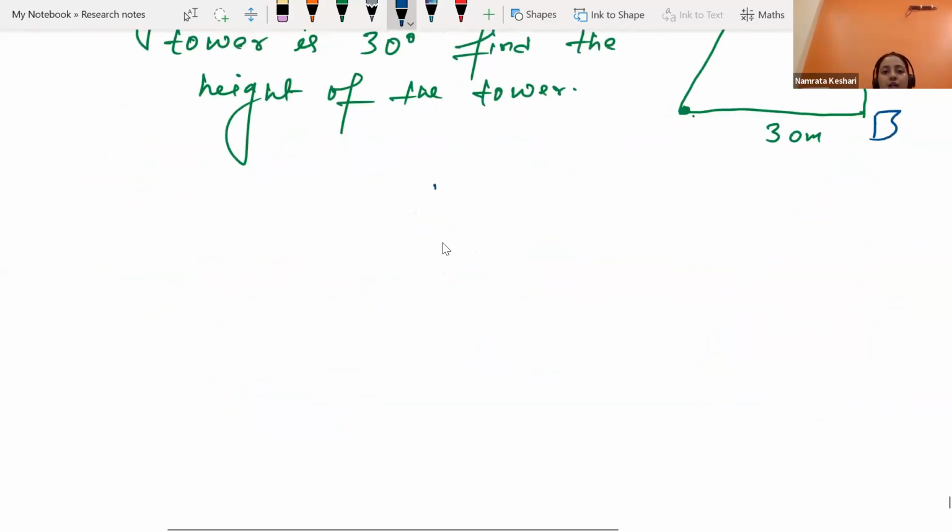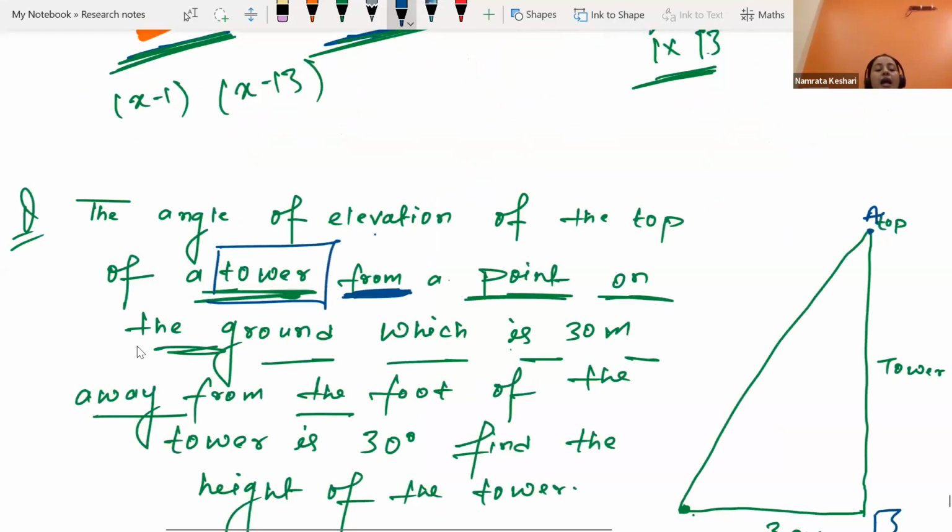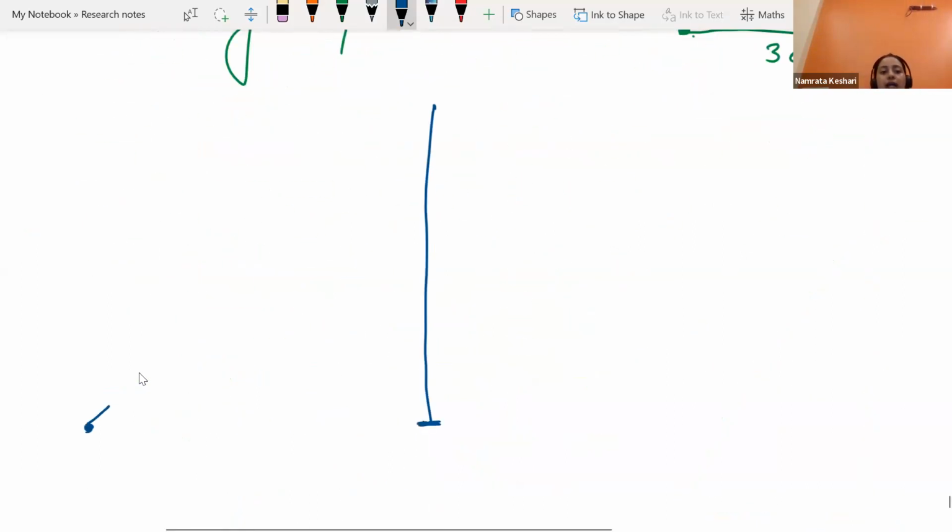So you are drawing a tower like this, and the tower is on the ground only. So on ground level you are making a point which is given in the question. Now again we will read the first statement. It says that the angle of elevation of top of the tower from the point on the ground. Okay, so maybe it is talking about this angle.